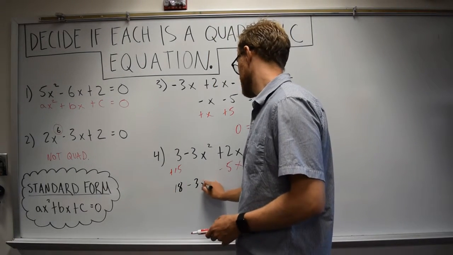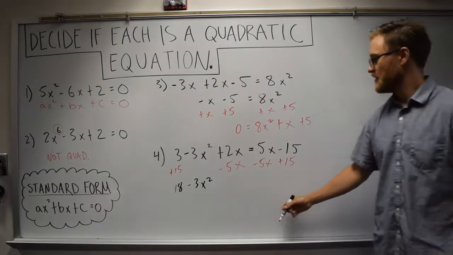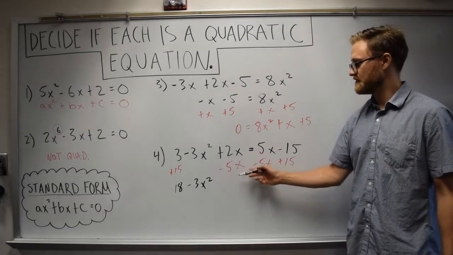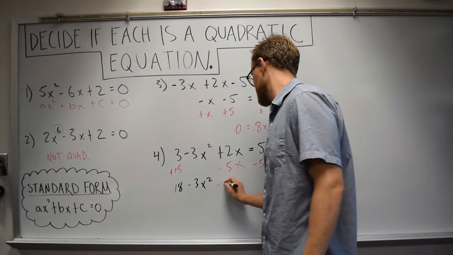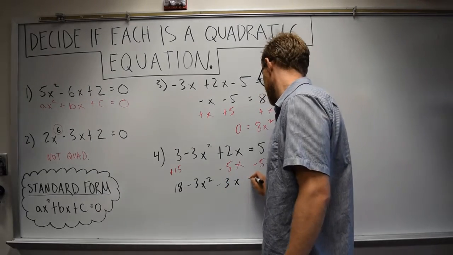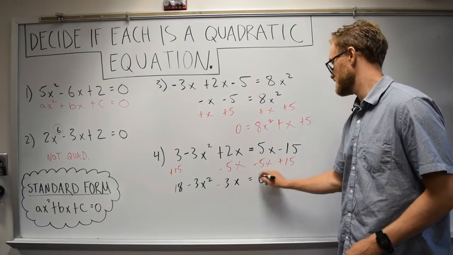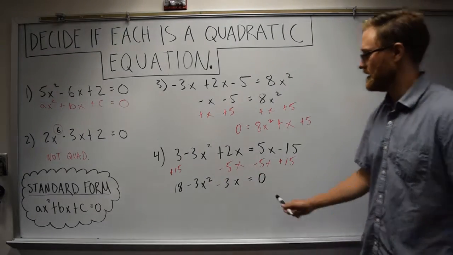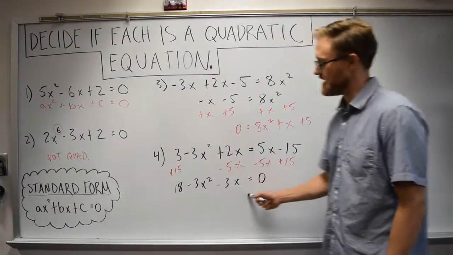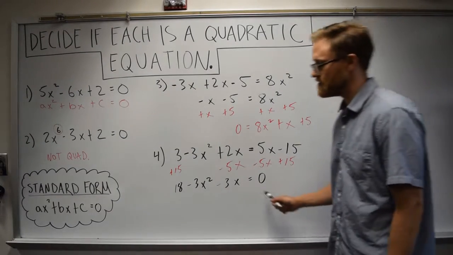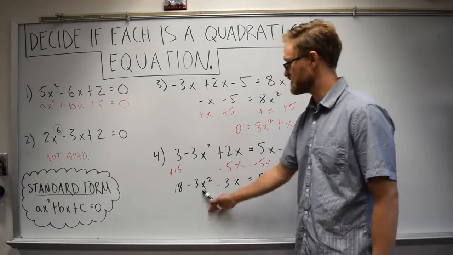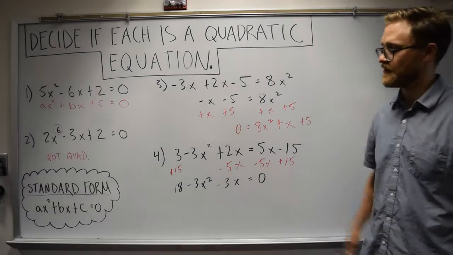minus 3x squared, 2x minus 5x gives me negative 3x, and on the right side, I'm just left with 0. Now this doesn't match standard form exactly. I don't have it written in the correct order, but I have a constant, a squared term, and a linear term, so I know it's going to be a quadratic.